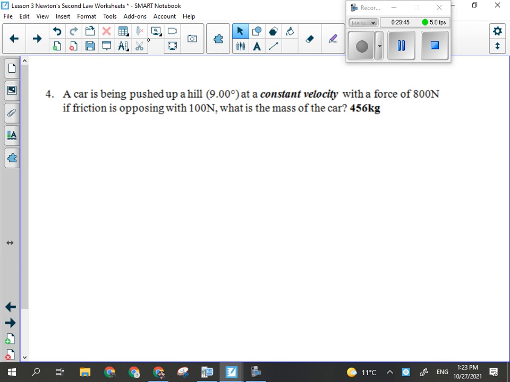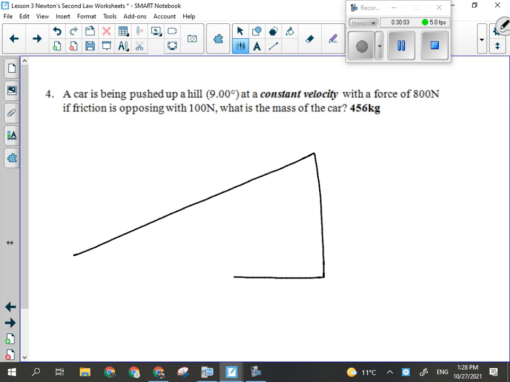Okay. I want you to see if you can do that one. It's another inclined plane. Okay, another inclined plane. Okay, question? Yes. What are the key words in this one? Constant velocity. All right, so that means that the forces up the ramp and the forces down the ramp are equal. They add up to 0.